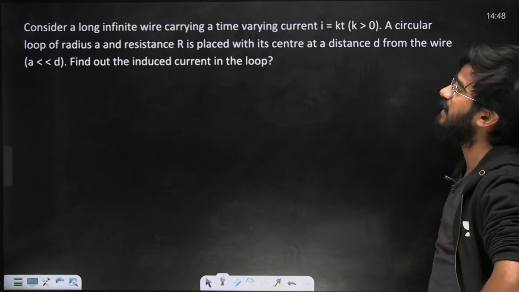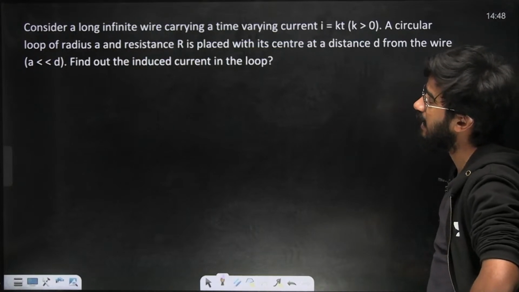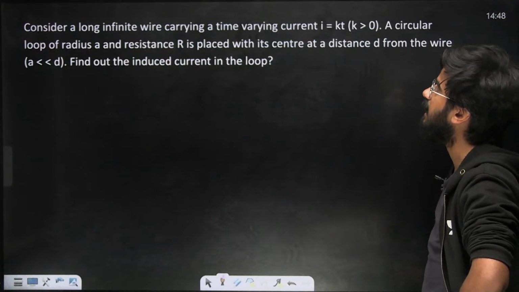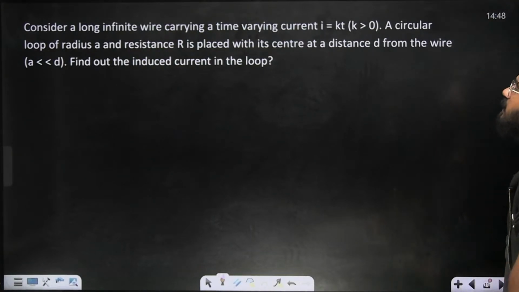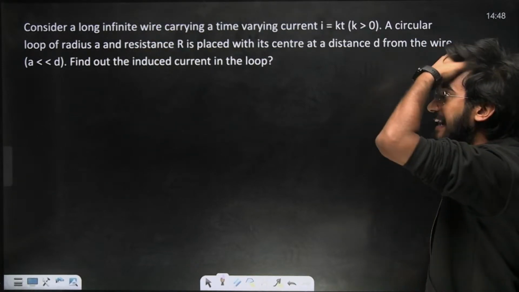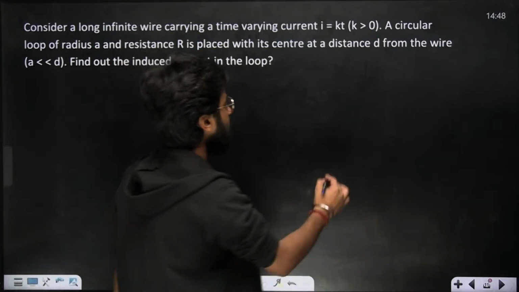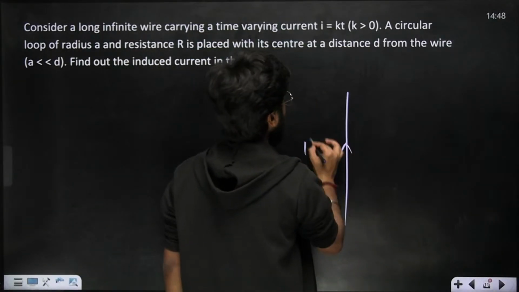So next, let me tell you one more question. Consider a long infinite wire carrying a time varying current. A circular loop of radius a and resistance R is placed with its center at a distance d from the wire. Okay, this is a good question. Find out the induced current in the loop.